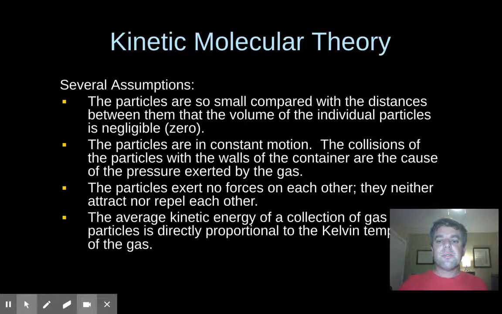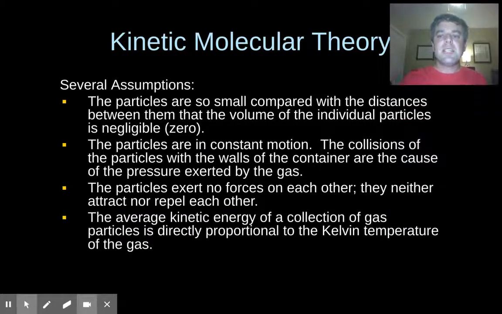And we assume that the average kinetic energy of the gas particles, in other words, the average speed essentially of a group of them, is directly proportional to the Kelvin temperature. In other words, if you double the temperature in kelvins, you double the average kinetic energy of the molecules. And when the temperature reaches 0 kelvins, they have zero energy, so they would completely stop moving.